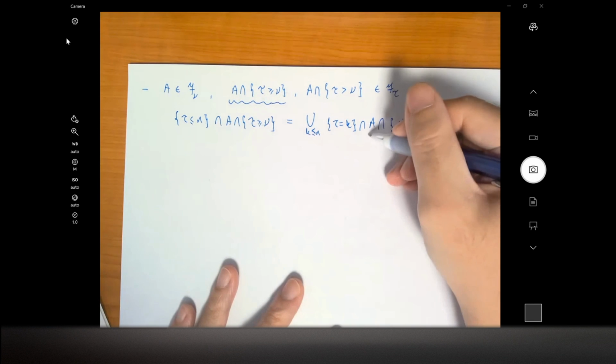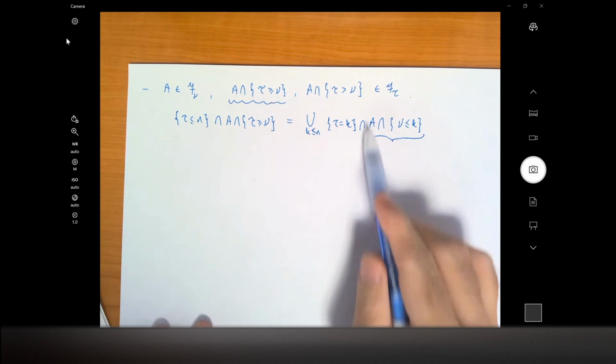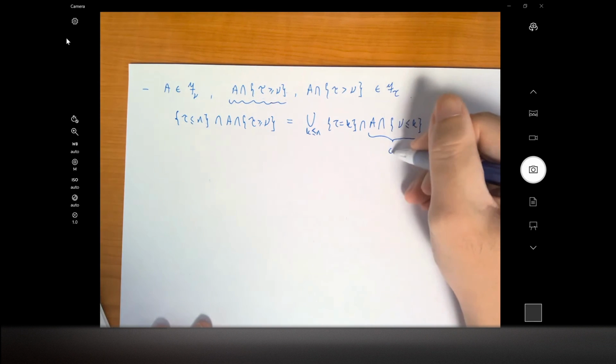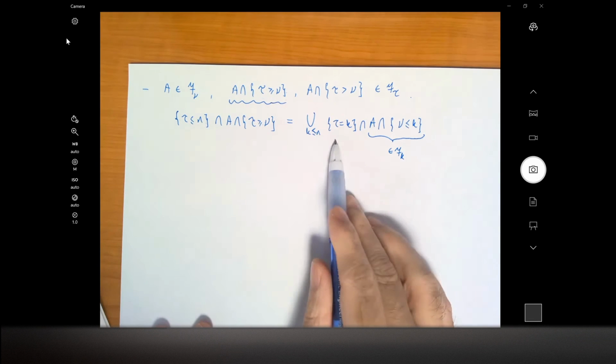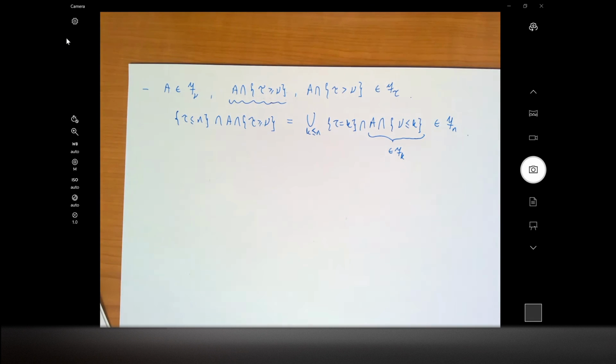Now we can see that by definition, A is inside F nu. So this, by definition, is inside Fk. Then of course this is inside Fk, so the whole thing is inside Fn. Okay, so the proof is straightforward.